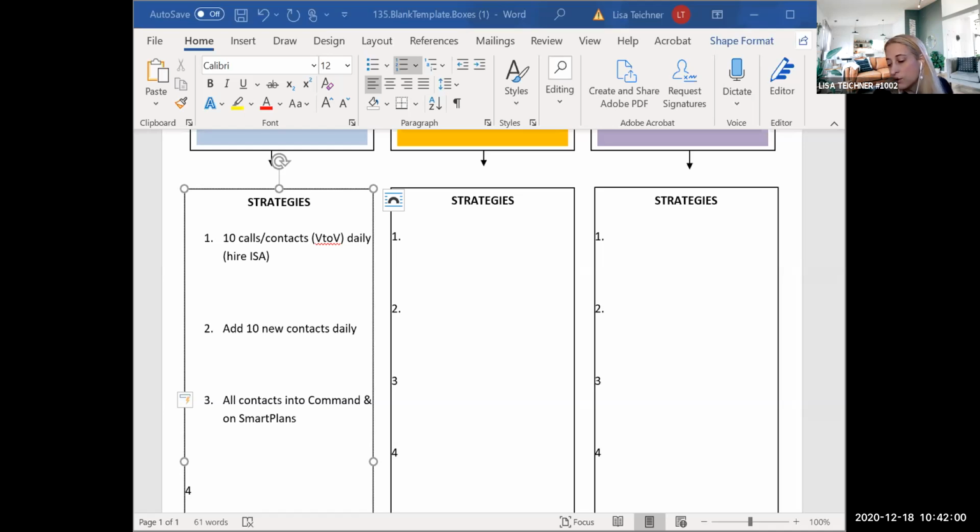So who can tell me what an ISA is? What does it stand for? And what does an ISA typically do for an agent?